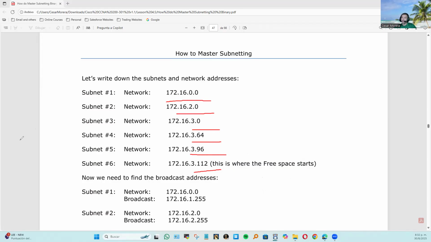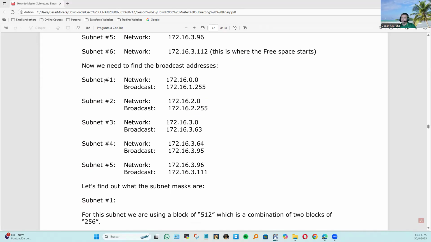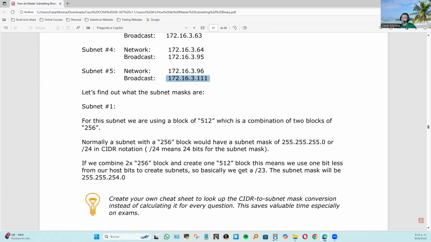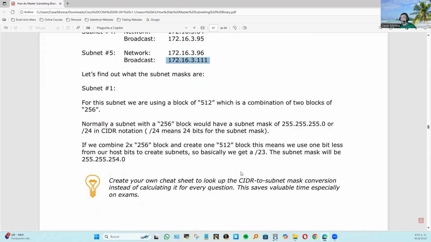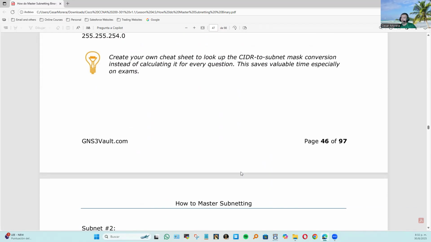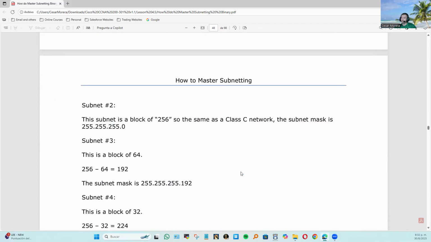Okay, and then you will have the following. Let me clear the drawings. You will have the following: the broadcast for each of these networks. There you go, and that's basically it. Remember, practice makes perfect. So you have to keep on practicing VLSM to understand this.